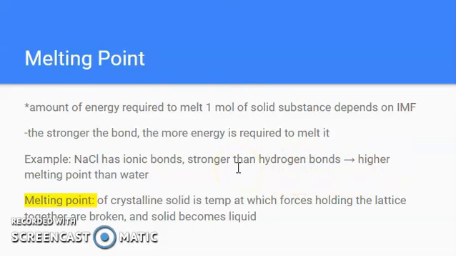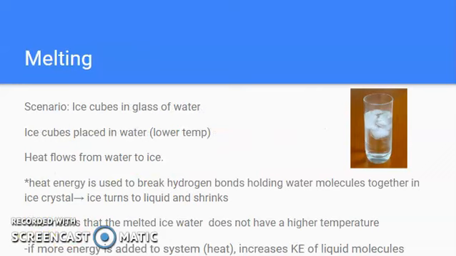The official definition of melting point taken from the textbook: the melting point of a crystalline solid, which is basically a solid in a crystal structure, or a fixed structure, is the temperature at which forces holding the lattice together are broken and the solid becomes a liquid. So here's an example of melting. We have ice cubes and a glass of water, and the ice cubes are placed in the water, which has a higher temperature than the ice cubes. The heat flows from the water to the ice because heat flows from warmer to cooler objects.